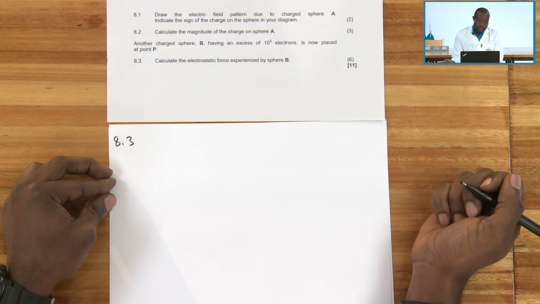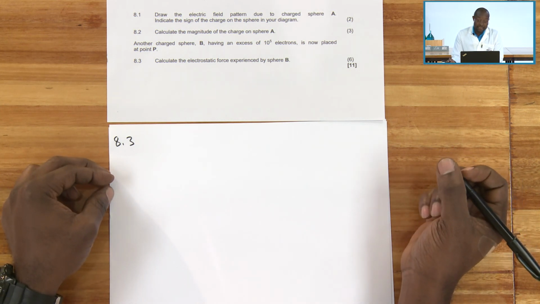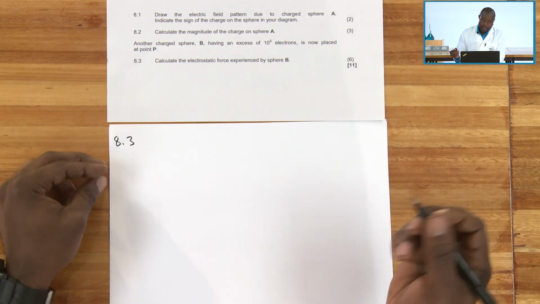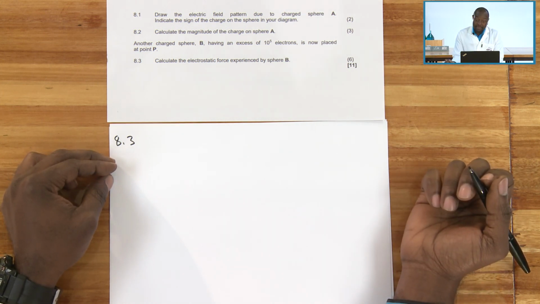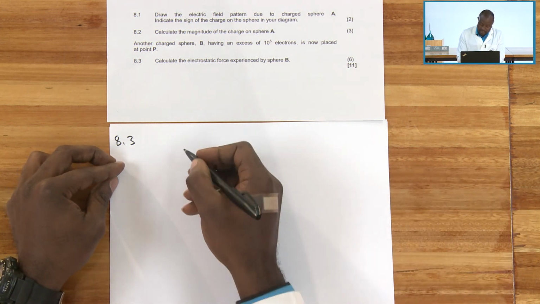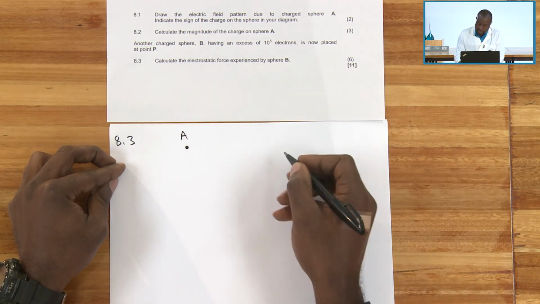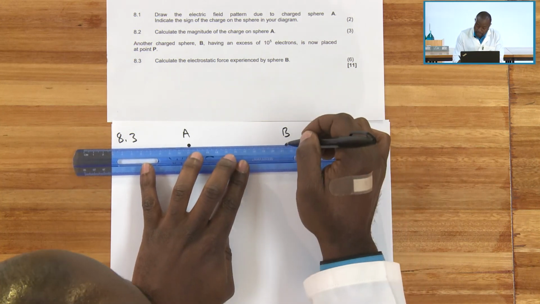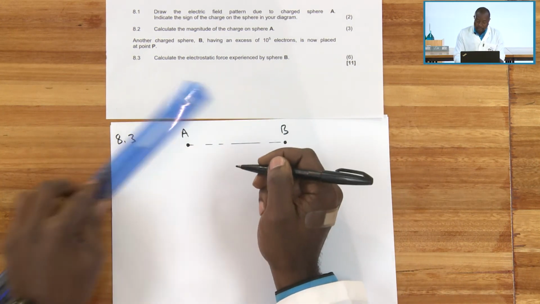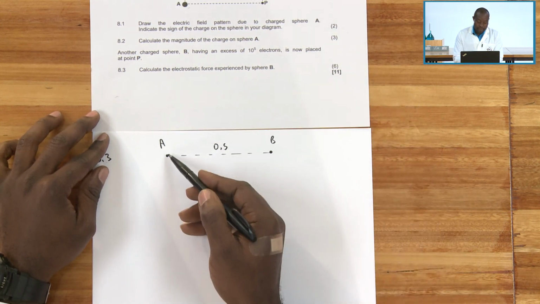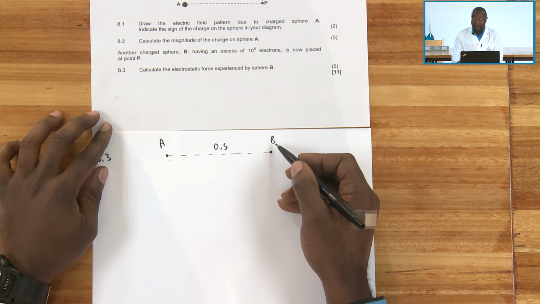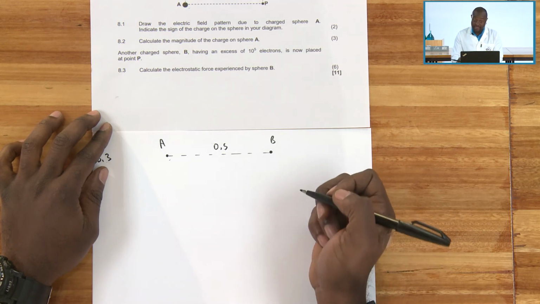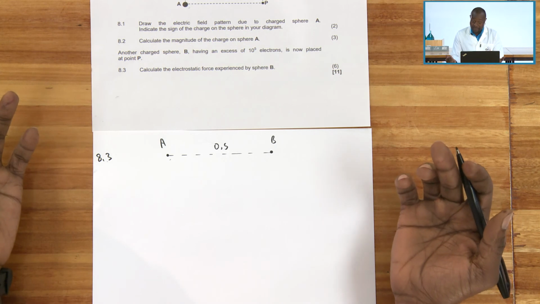8.3. Another charged sphere B having an excess of 10 to the power of 5 electrons is now placed on point P. Calculate the electrostatic force experienced by sphere B. So in this case, this is still our point A, but we now have a point B. So in our second scenario, we still have sphere A here, and we have now put on position P a sphere B, and that sphere B has a charge as a result of an excess of 10 to the power of 5 electrons.